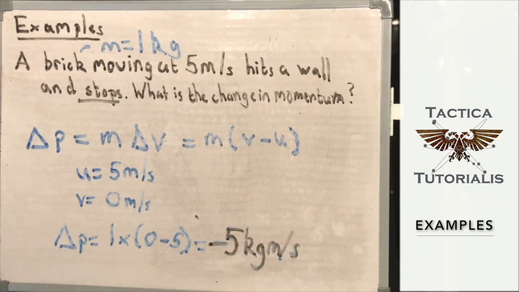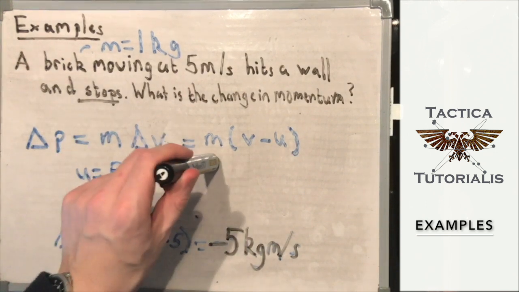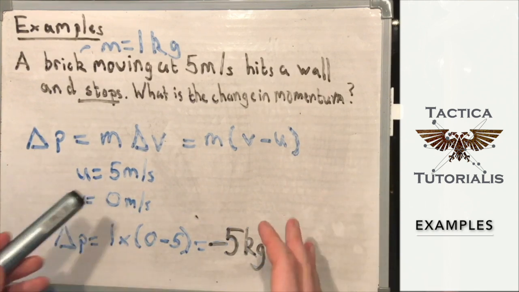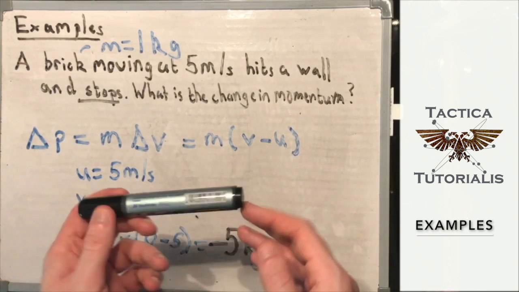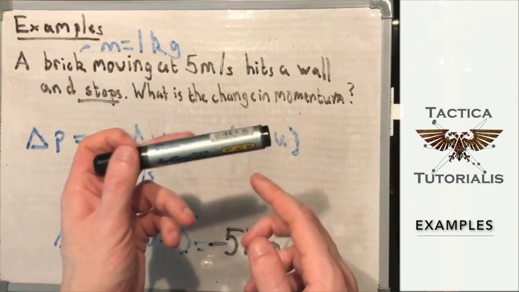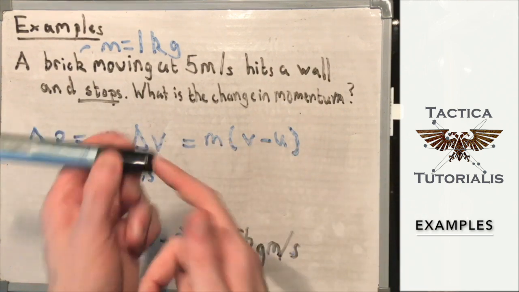You are allowed to have negative changes in momentum, because if you only had positive changes in momentum, then things would only ever get faster, and that doesn't make sense. To stop things, you have to reduce their velocity, and so you end up with a negative change in momentum. Now, normally, if you were then to calculate the force, you would have to talk about it in terms of vectors to say that the force was minus force in the direction of motion, so it was a positive force in the opposite direction.